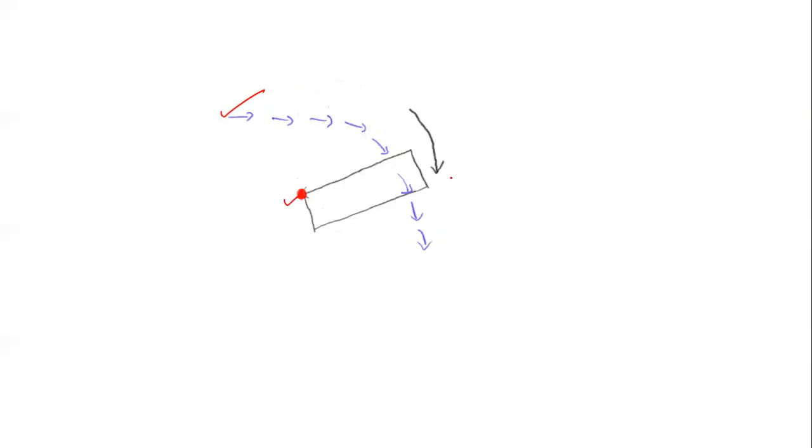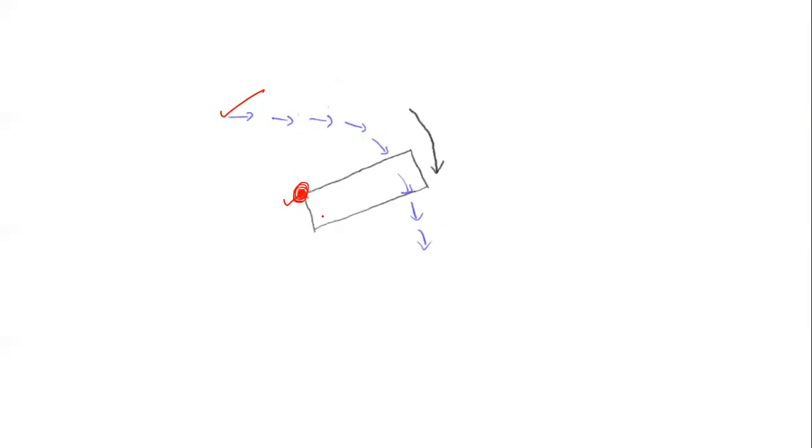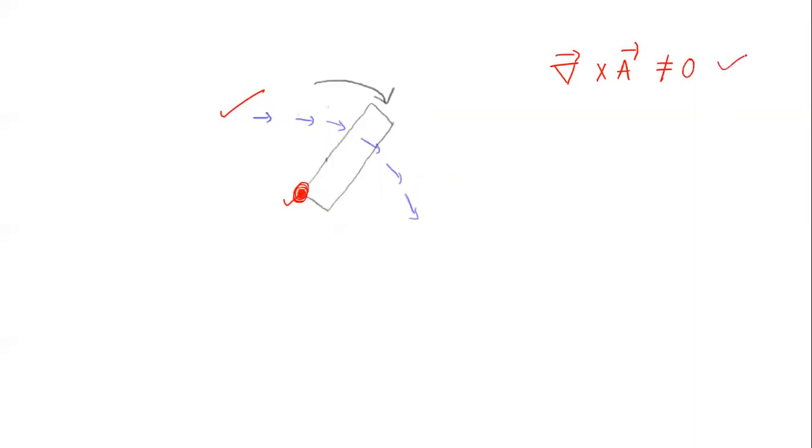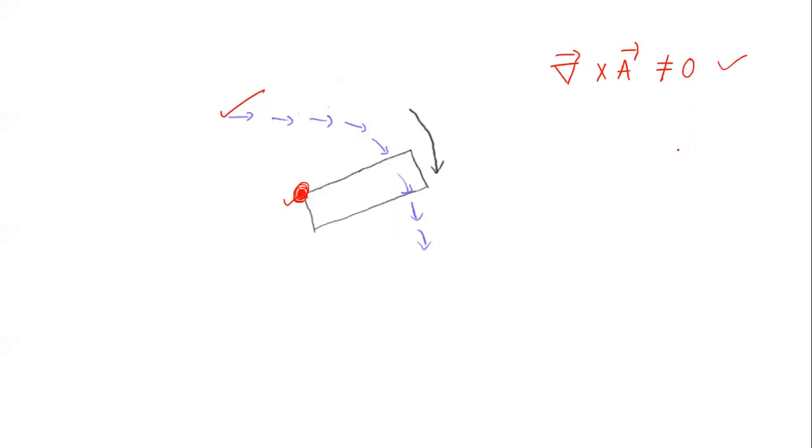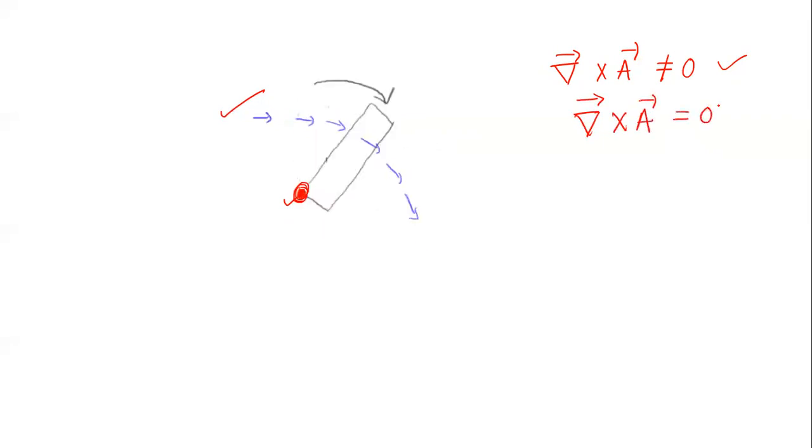So for that rotational effect, the direction of del cross a will be perpendicular to this point, like this. That will be your del cross a. And if your del cross a is not equal to 0, then the curl effect exists, that is, the rotational effect of the field exists. And if the curl doesn't exist, that means there is no rotational effect.